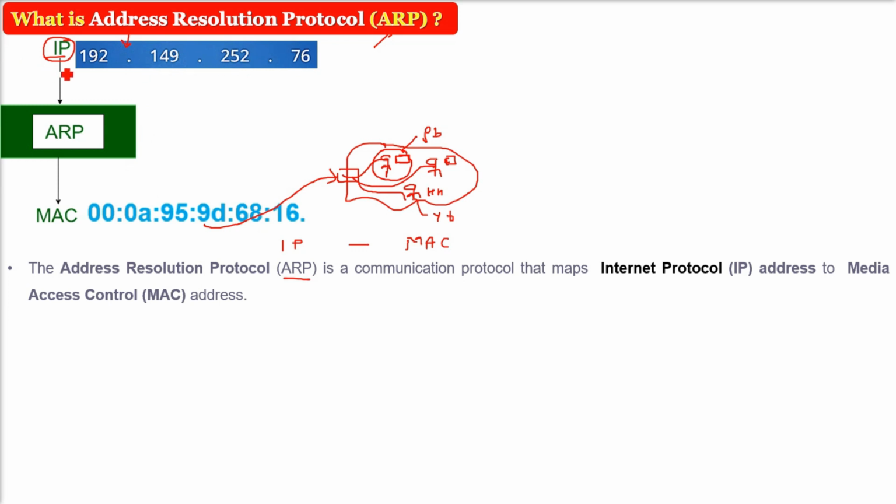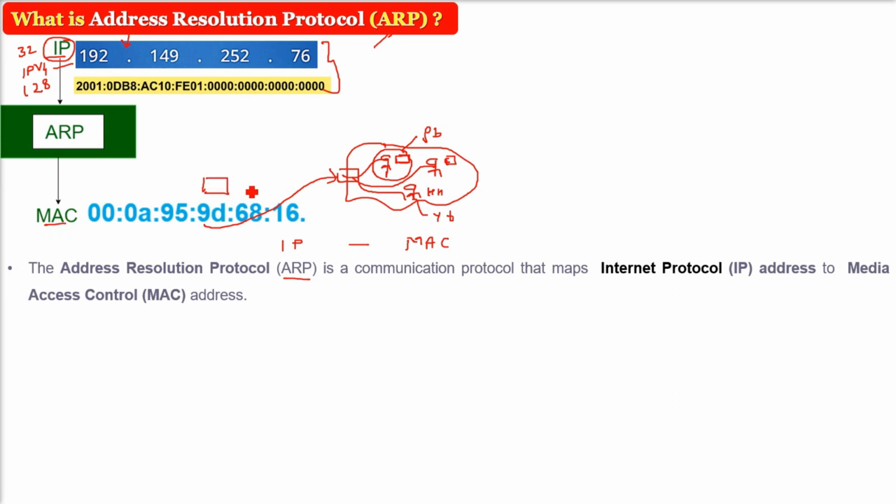So the IP address is like this. This is IPv4, Internet Protocol version 4, which is a 32-bit address. Then we have IPv6, which is a 128-bit address. So these are two addresses which are logical addresses, not physical addresses. Okay. But the MAC address is a physical address.